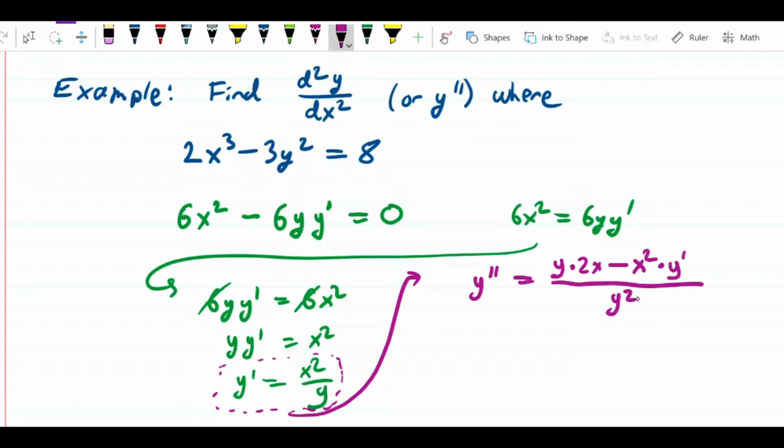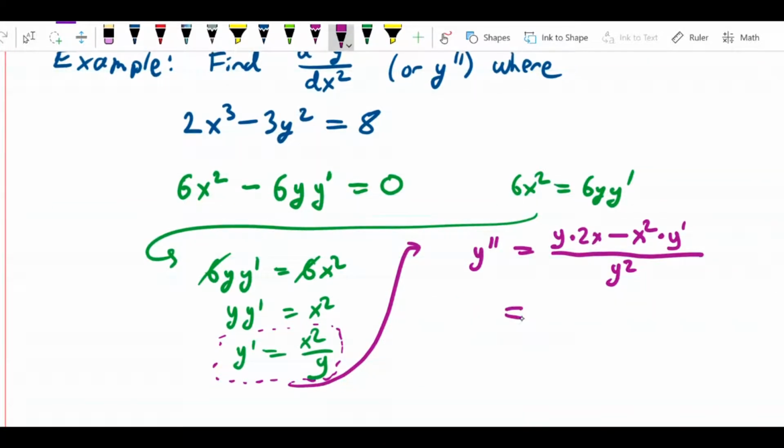The only thing is, we already know what y prime is. We can replace it with an expression that just involves x's and y's without using any y prime, which you do in fact want to do. You want to write the second derivative of y just in terms of x's and y's.